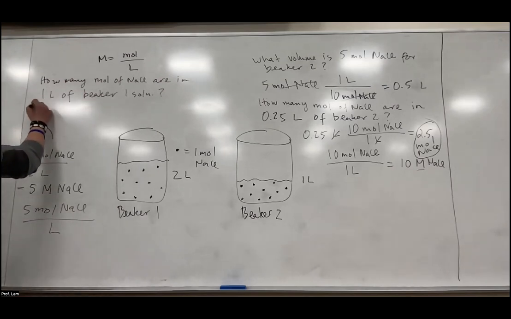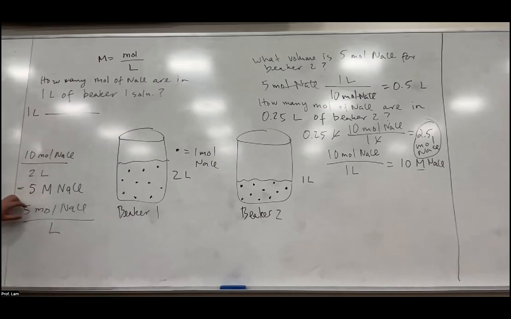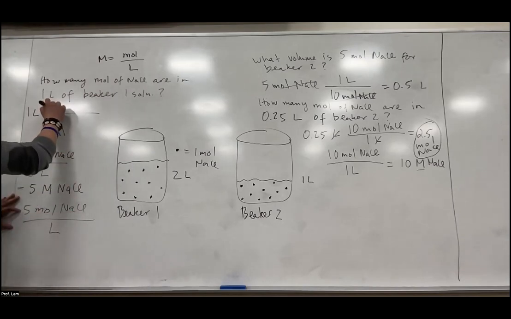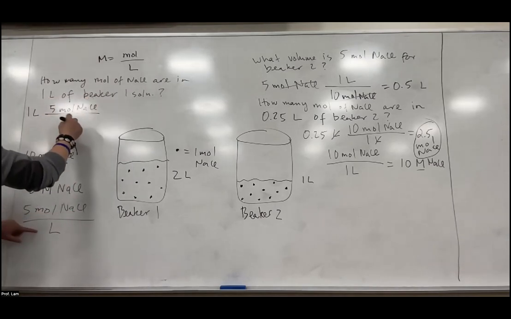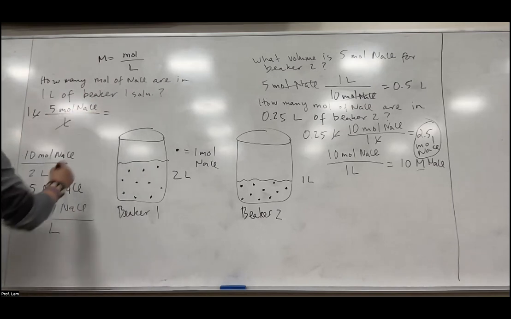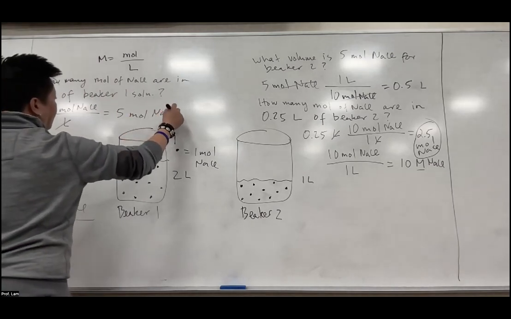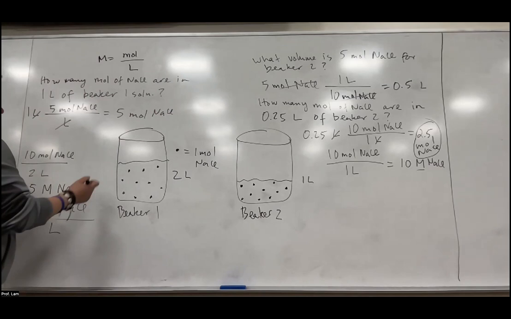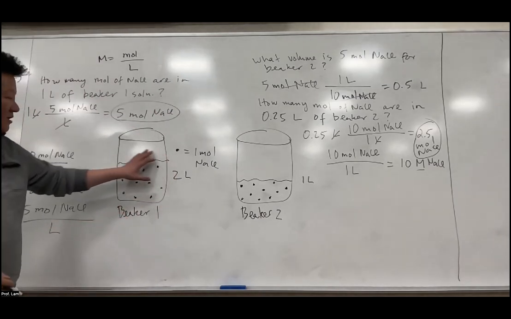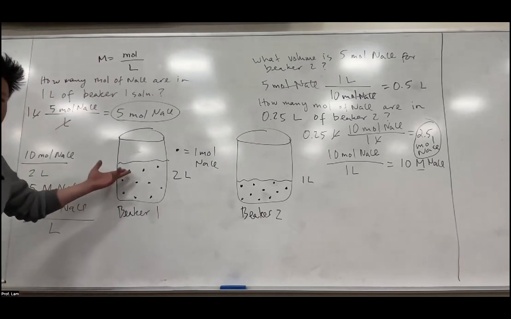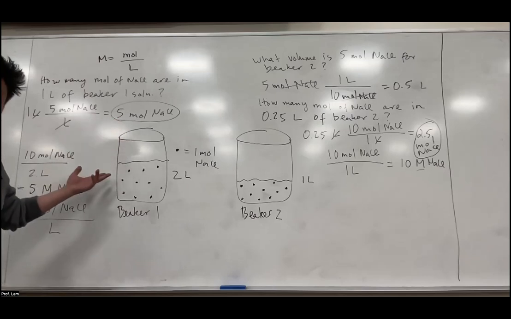All right, start with what you're given, 1 liter. Use this. That's why we break this big M into moles per liter. So again, now we ask ourselves, what unit do we want on top? We're looking for moles of NaCl. So 5 moles of NaCl is on top, and we want liter on bottom. So that's 5 moles of NaCl. This makes perfect sense, because you got 2 liters here, and in 2 liters you have 10 moles. So if I drink 1 liter, of course I'm going to drink half. Half of 10 is 5.